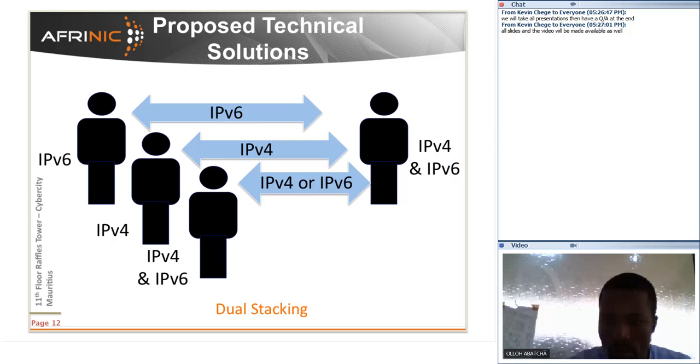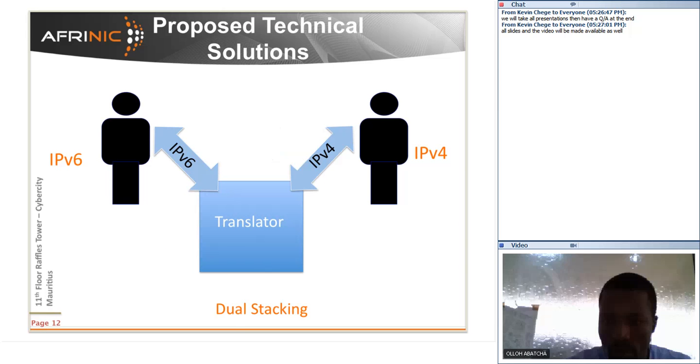And we're going to look at this from a technical perspective. This is just to go through the common sense of how two devices or two people can actually communicate together. So dual stacking means having the ability of speaking both IPv4 and IPv6 at the same time. Another proposed technique was doing translation.